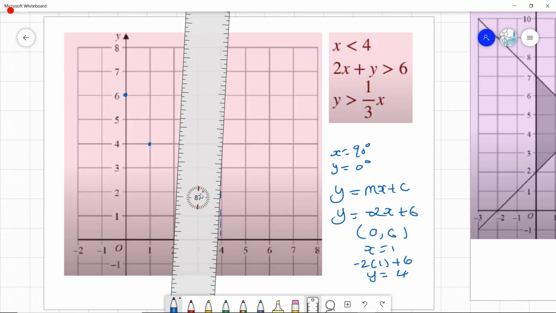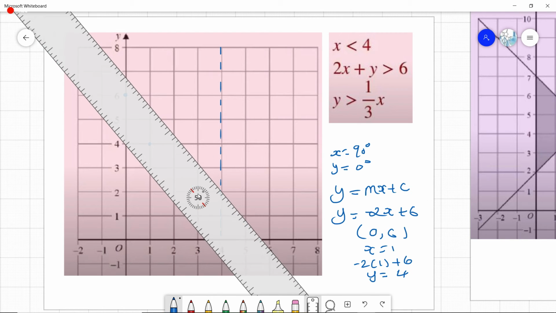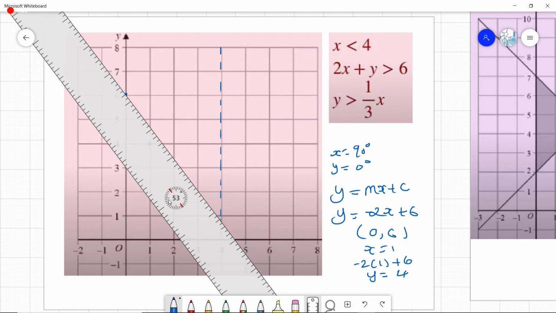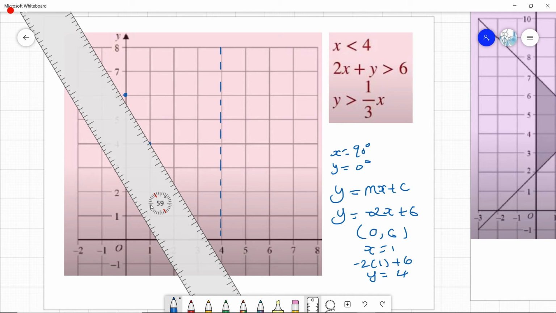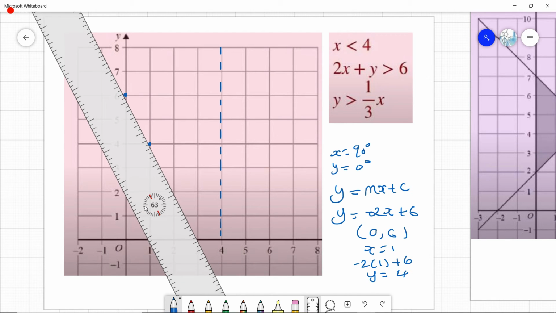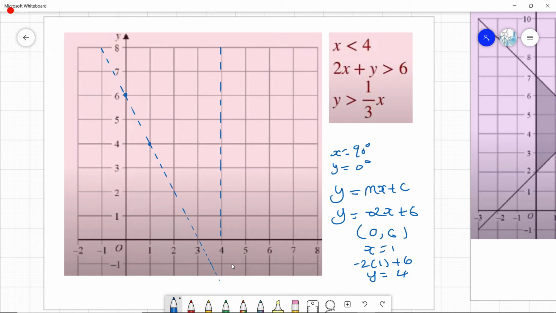So now we grab our ruler and line up the 2 points. Again, you can choose any value that you want, but this time we chose that value. Obviously my drawing is not going to be that accurate, as I'm using a computer, and I hope you appreciate that. There we go.